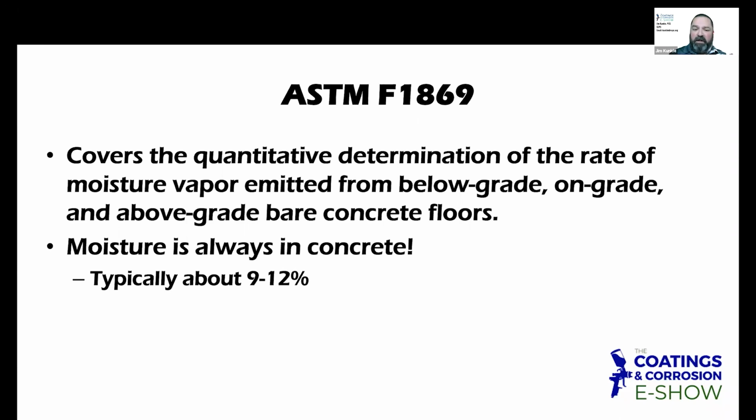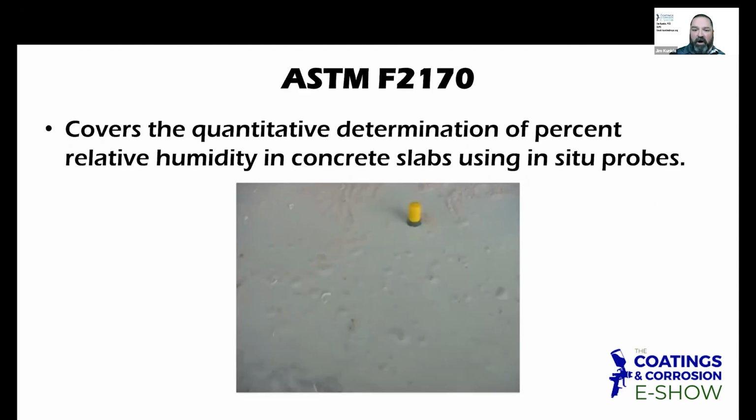Moisture in concrete is typically about 9 to 12%. So when you really think about it, there is a fair amount of moisture in it, and moisture vapor can be emitted below grade, on grade, above grade, from bare concrete floors. This is the probe, where the probe is in the slab itself. You can take a look at that photo there.